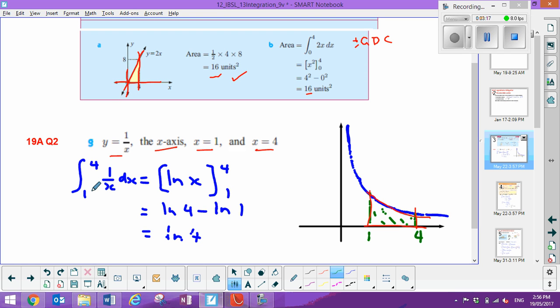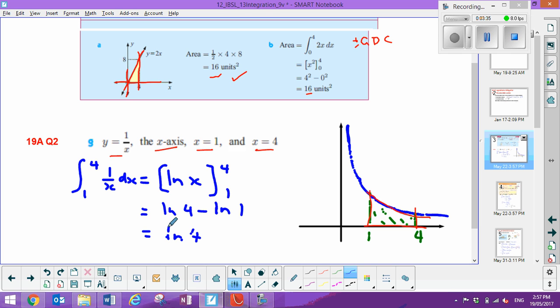So our boundaries are from 1 to 4 of 1 over x dx. The integral of 1 on x is natural log of x. We could put the absolute value signs in, but I've noticed that these are both positive values, so there's not an issue. ln of 4 minus ln of 1.